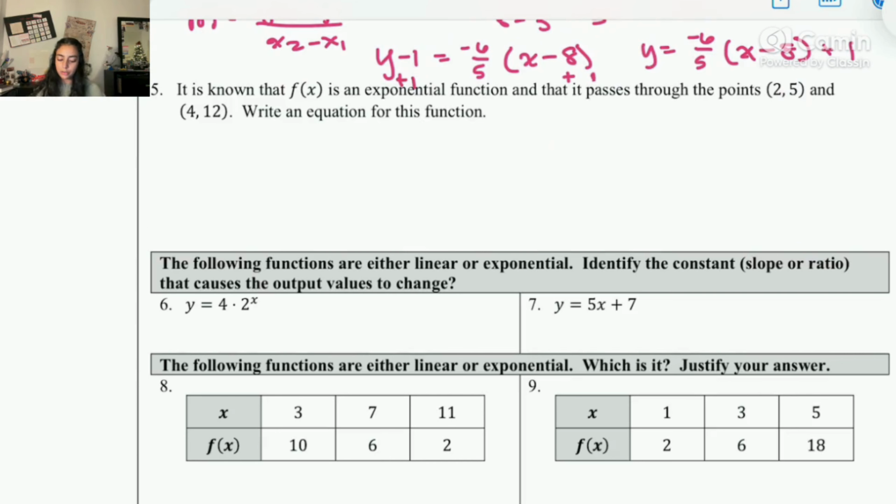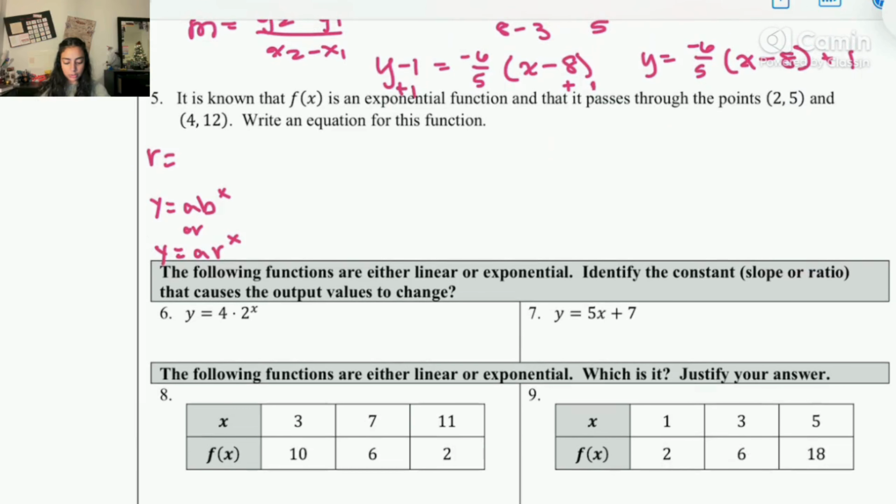So the hardest part about this one will just be finding the ratio, because it's exponential and it's kind of hard to tell just based off of looking at these two coordinates. But we just have to be reminded of our last lesson where we found that y equals ab to the power of x, or in other words, y equals a times our ratio to the power of x, where a is just our initial value. So here you see that our x value goes from 2 to 4.